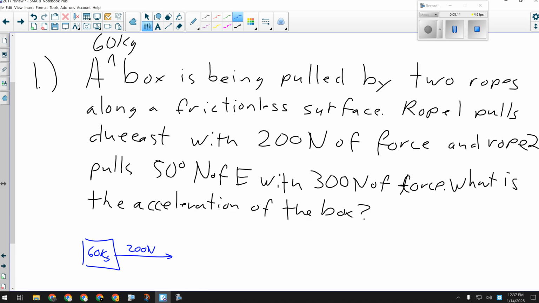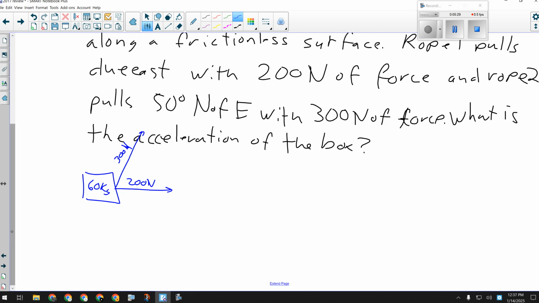And there's a 300 Newton force that is acting 50 degrees north of east. So, to scale, 300 newtons, and we'll say that that's 50 degrees there. So that's what it's going to look like for a free body diagram. Now, obviously from there, I can't just add the forces together. They're not collinear. So what I'm going to have to do is draw a vector diagram on that.